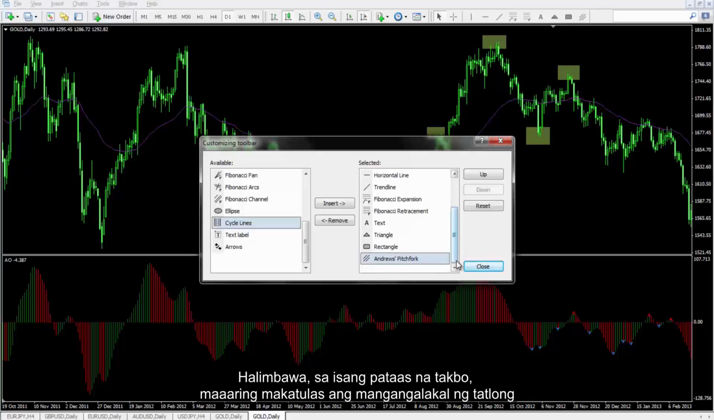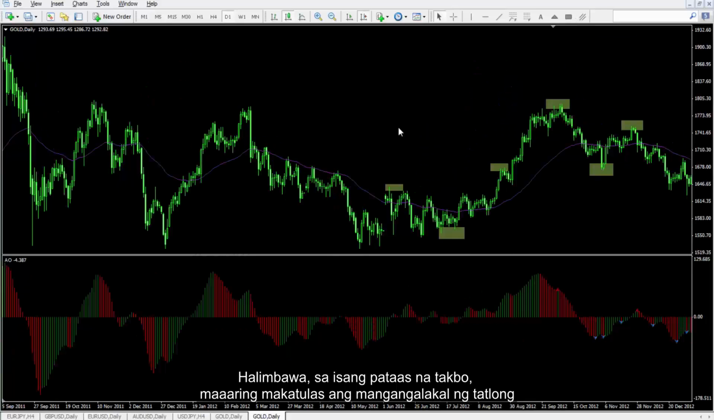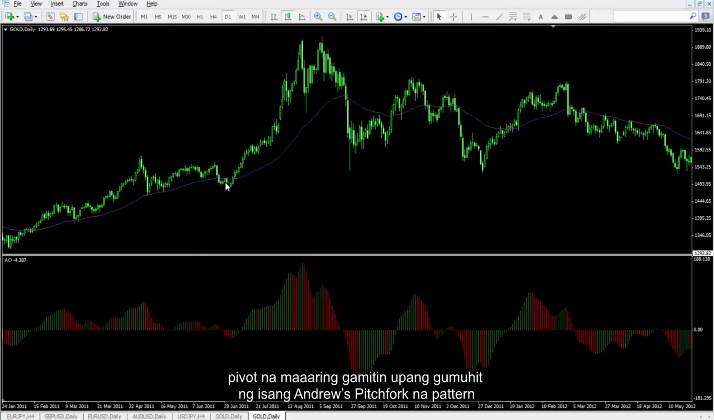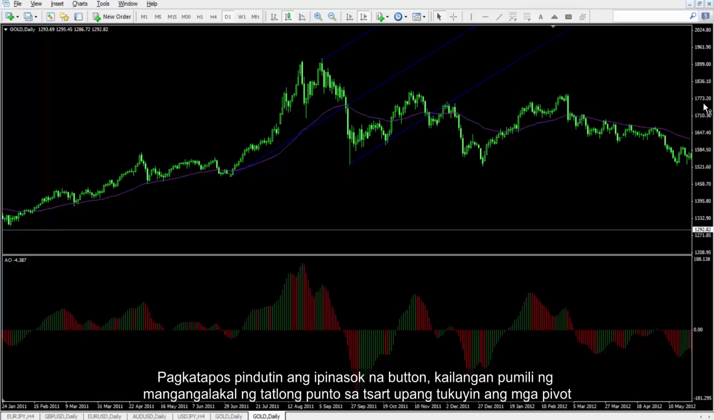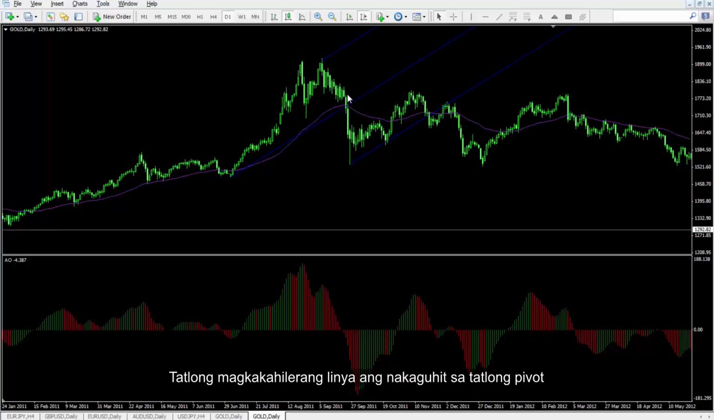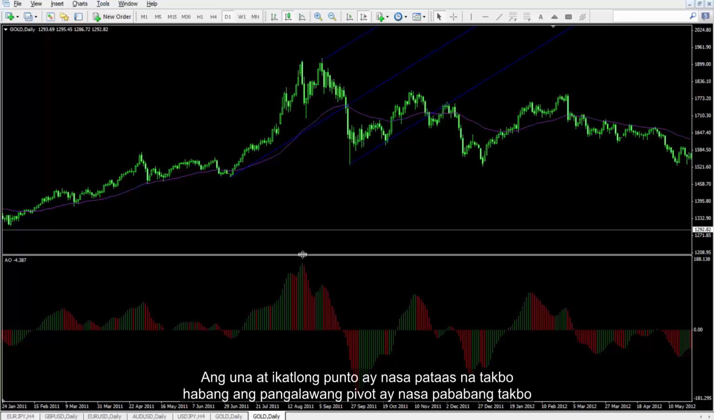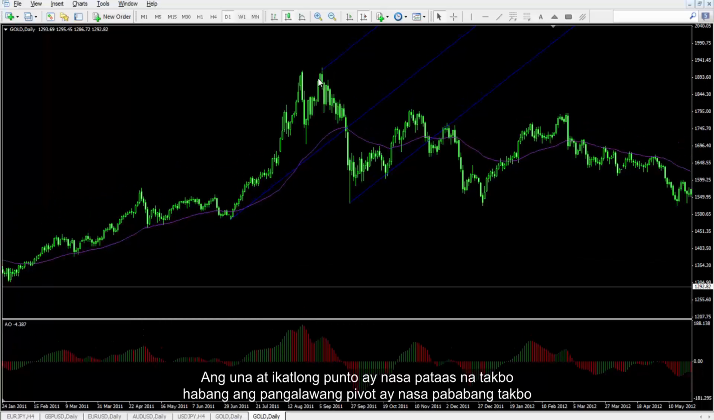For instance, on an uptrend, a trader can detect three pivots that can be used to draw an Andrew's pitchfork pattern. After pressing the Insert button, a trader must select 3 points on the chart to determine the pivots. These parallel lines are drawn on 3 pivots. The first and third points are on an upward trend, while the second pivot is on a downtrend.